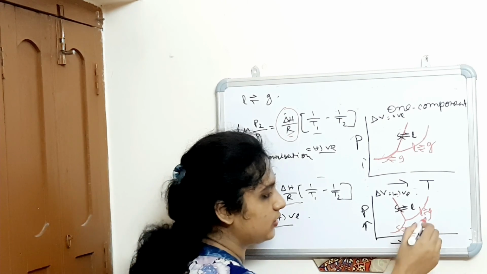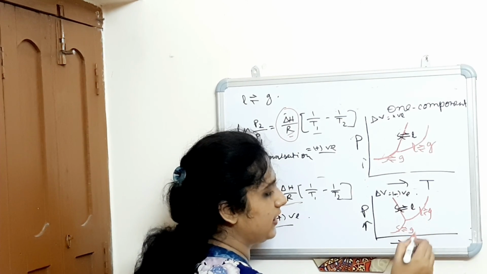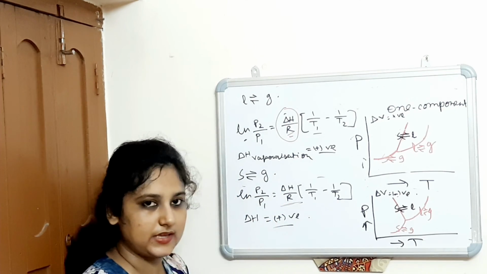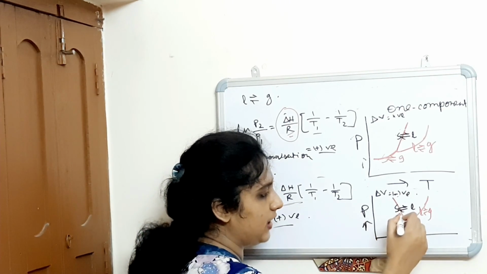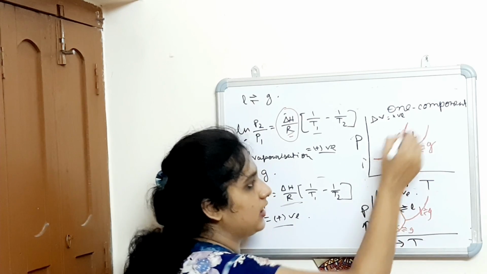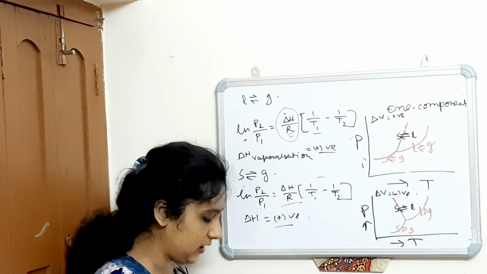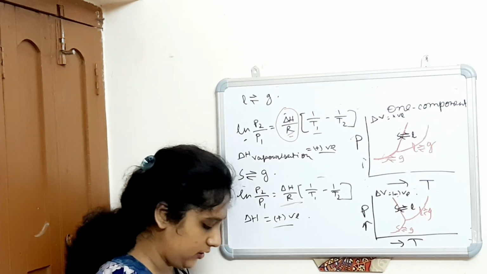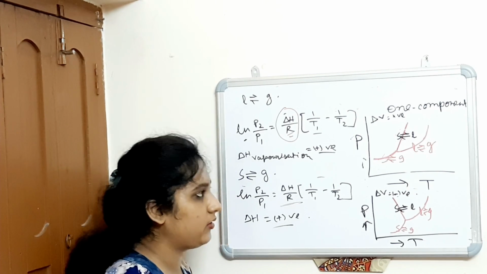So these two curves, solid gas and liquid gas, are exponential in nature, but the solid liquid curve is a straight line or linear curve. So that's all about the phase diagram construction of a one component system.